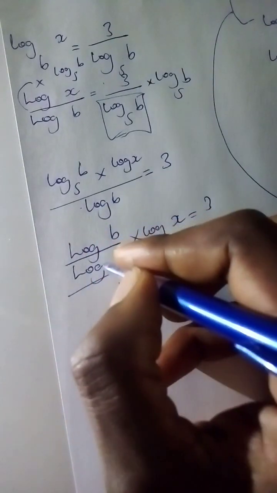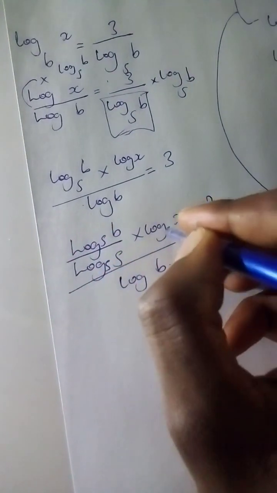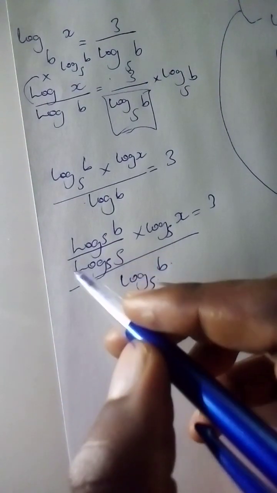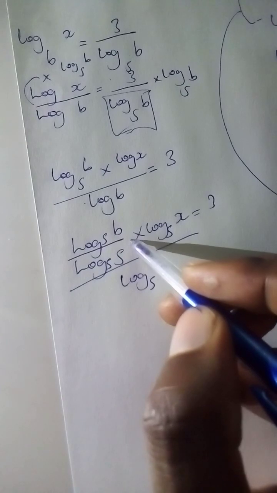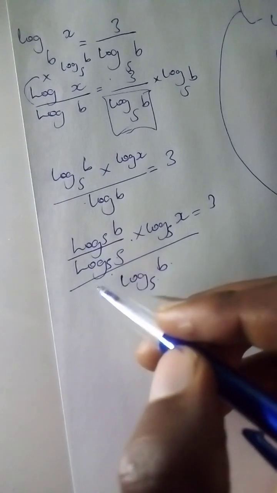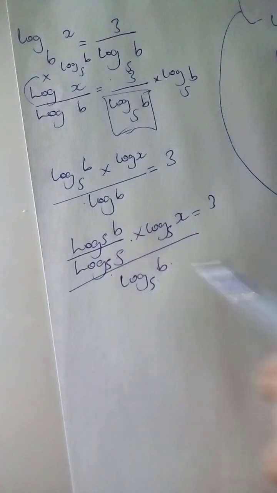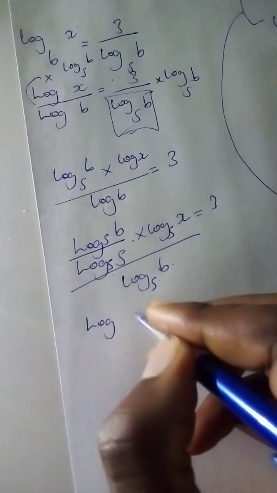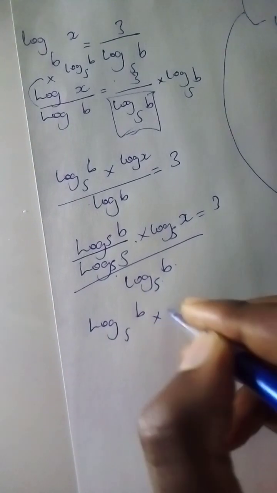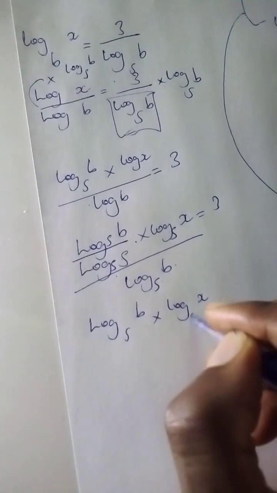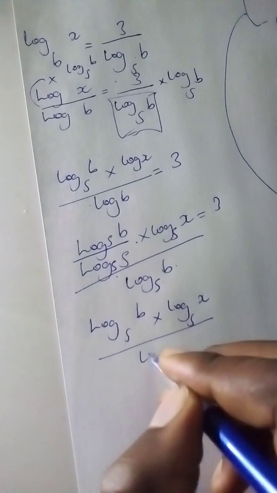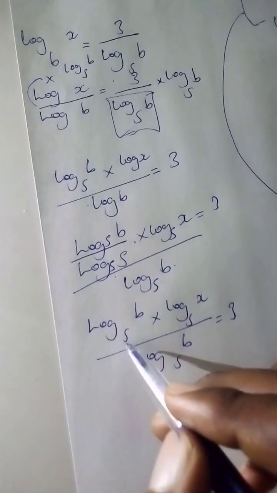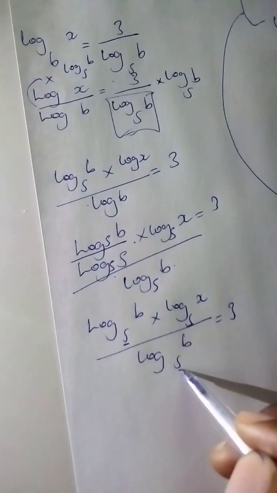So 5, 5, 5, and 5. So this would be 1. Remember, a log of 5, base of 5, right? So the log value and the base are the same, therefore it's equivalent to 1. So now this means that you have log b5 times log x5, divided by log b5, is equal to 3. So now the bases are the same on all of them, right?